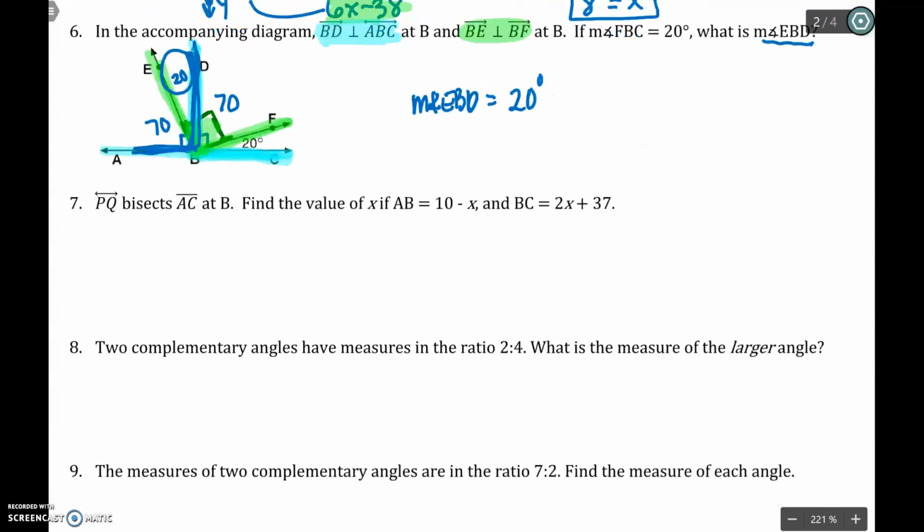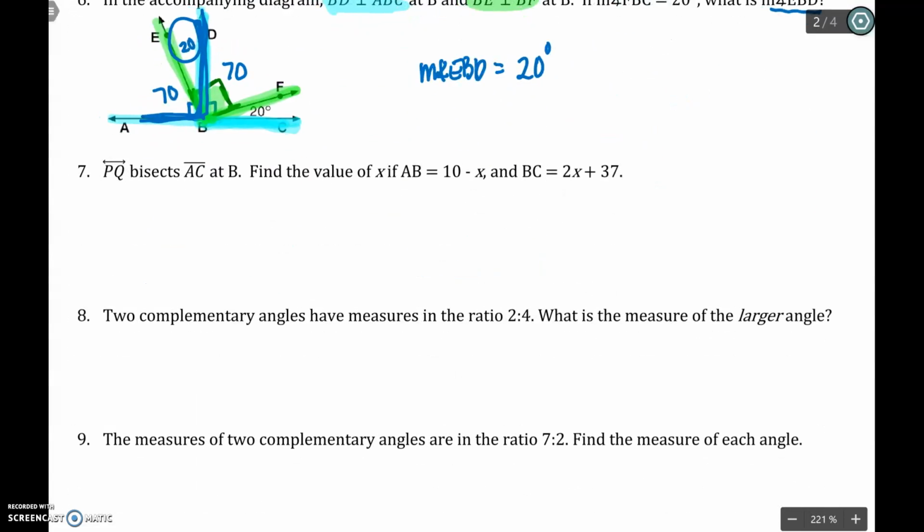Okay. Number 7, line PQ bisects segment AC at B. So there's segment AC, and it's going to get bisected, so cut into two congruent pieces at point B by line PQ. Notice it doesn't say perpendicular, so I didn't make the right angle. If AB is 10 minus x and BC is 2x plus 37, we're going to find the value of x. So those are the two little pieces that end up congruent.